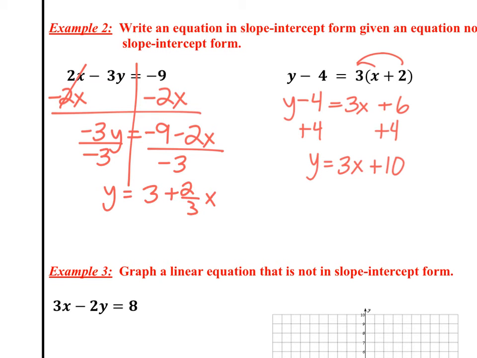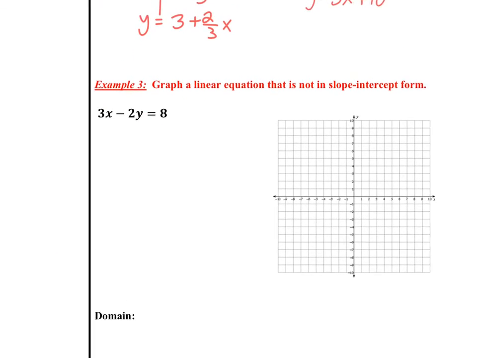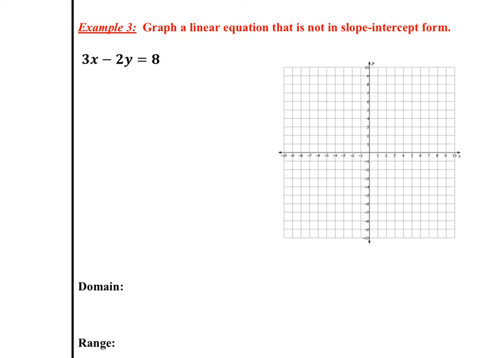There you go. So let's go down this bottom one. It's not in slope-intercept form, so you're going to solve for y just like you did in those last two. Once it's solved for y and in slope-intercept form, graph your y-intercept, graph your slope, get your domain and range. I'm going to let you finish that last one on your own, and then check it with me.